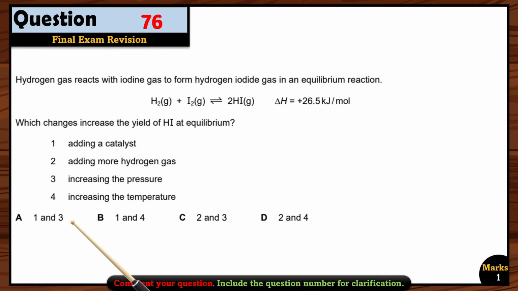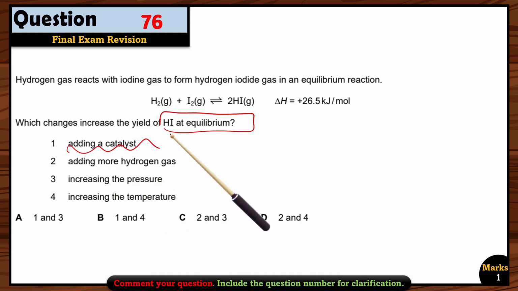This is question 76. Hydrogen gas reacts with iodine gas to form HI in an equilibrium reaction. Which change increases the yield of HI at equilibrium? So many students make the mistake of choosing adding a catalyst. I already have told you that catalysts only increase the rate of reaction. It has nothing to do with the equilibrium position. It affects both sides equally, so it will not help in the yield.